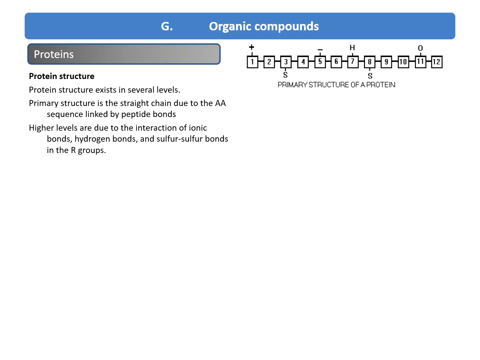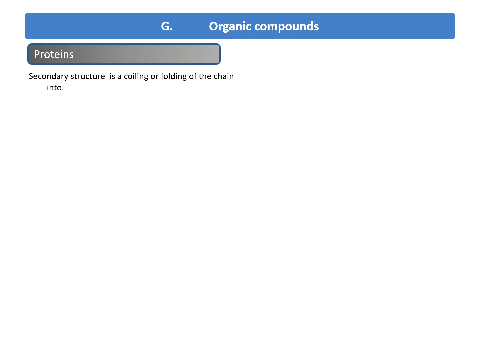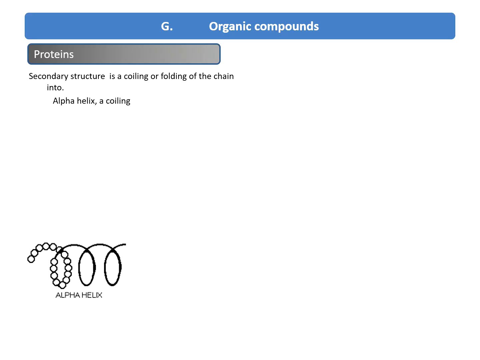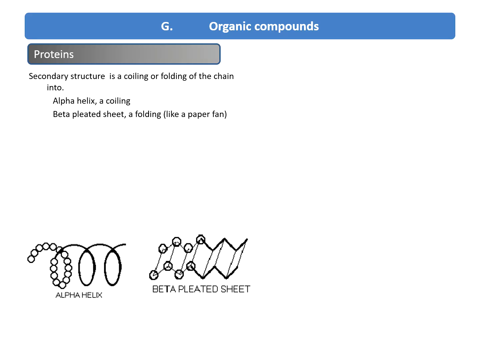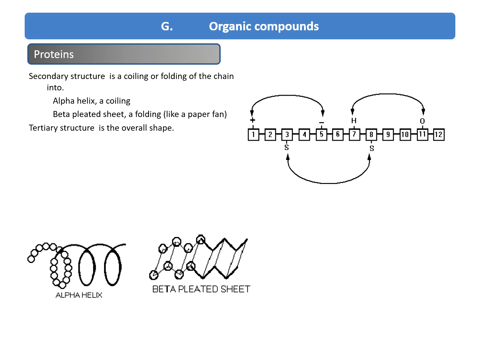The shape of a protein is critically important for its function. Protein shapes exist in several levels. The primary structure is the straight chain due to the amino acid sequence linked by peptide bonds. Higher levels are due to the interaction of ionic bonds, hydrogen bonds, and sulfur-sulfur bonds in the R groups. The secondary structure is a coiling or a folding of the chain into an alpha helix or a beta pleated sheet. The tertiary structure, the third level, is the overall shape.